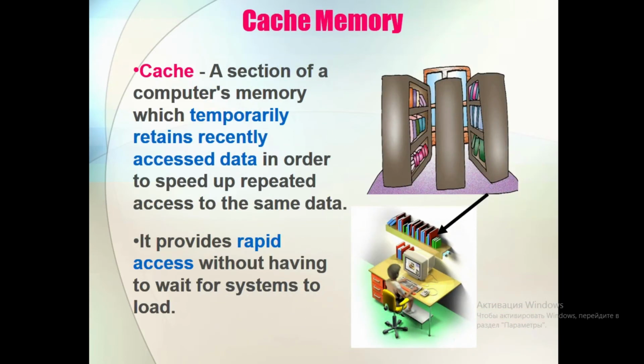Cache memory. Cache, a section of a computer's memory which temporarily retains recently accessed data in order to speed up repeated access to the same data. It provides repeat access without having to wait for systems to load.